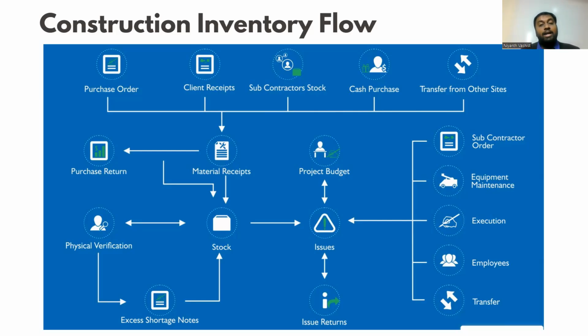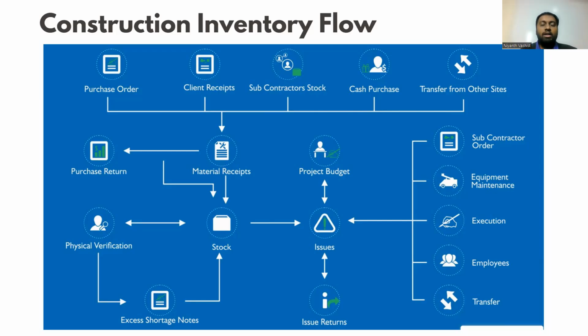But if I end up breaking 10 blocks, that means you would have issued 90 blocks, but the work has happened only for 80 blocks. That is why it's important for us to make sure that the breakage or wastage is very less or under the standards. And then we'll of course look into issue returns.